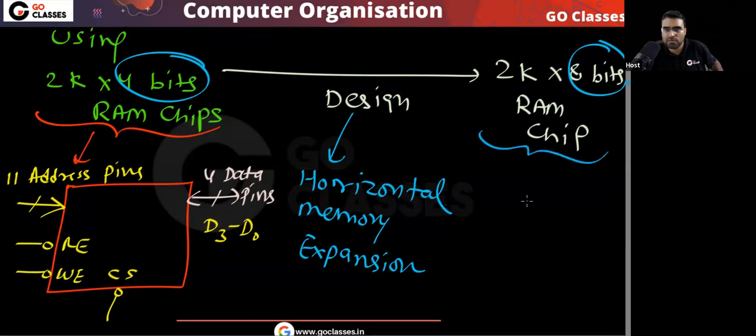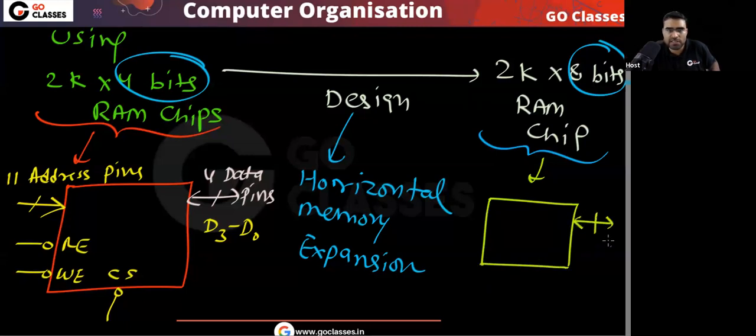And what chip do you want? What type of chip do you want? What is the only difference? The only difference is in the data lines. Yes or no? How many data pins do you want? Now you want a total of 8 data pins, that's it. Means from D7 to D0. Only the data pins you need to change. Everything else is the same. Yes or no?